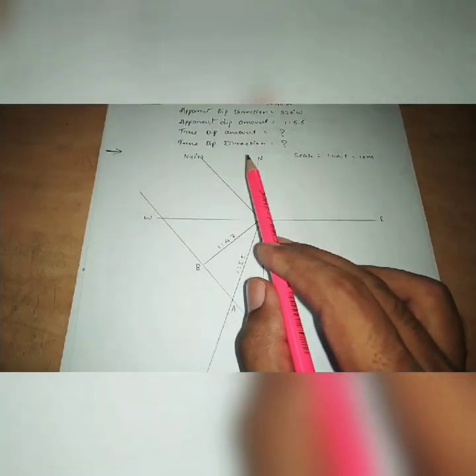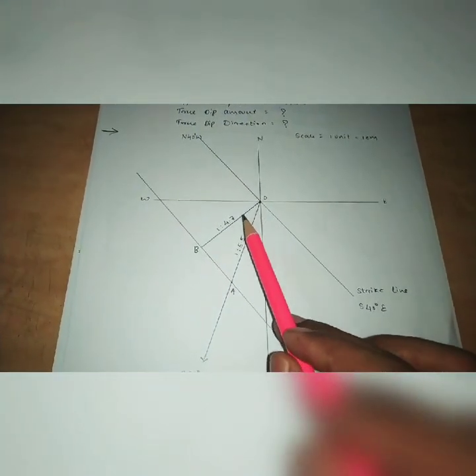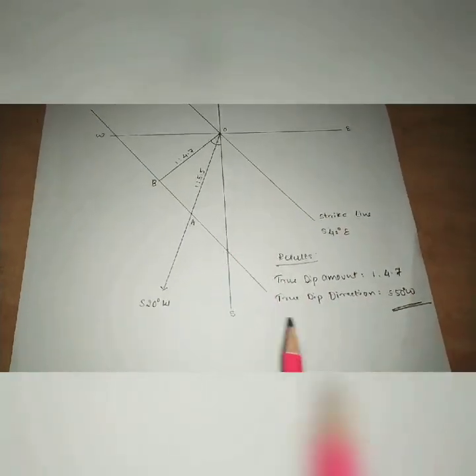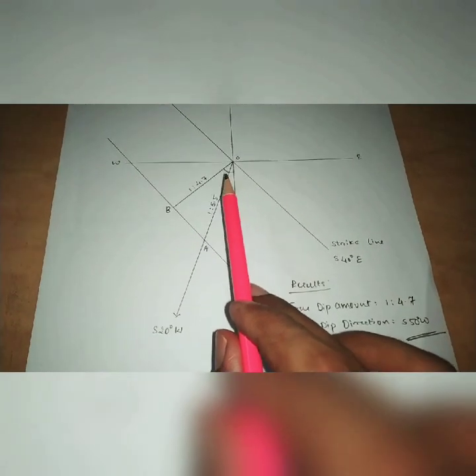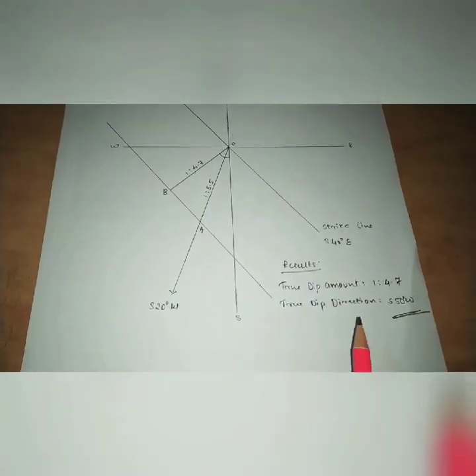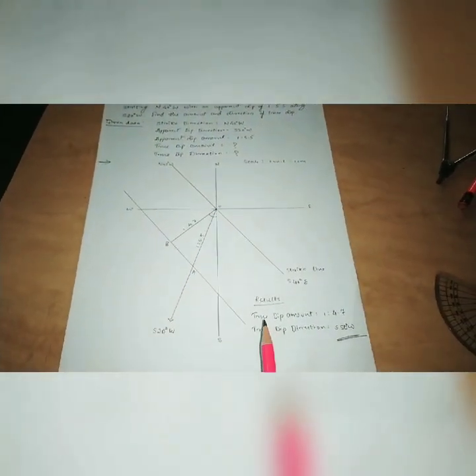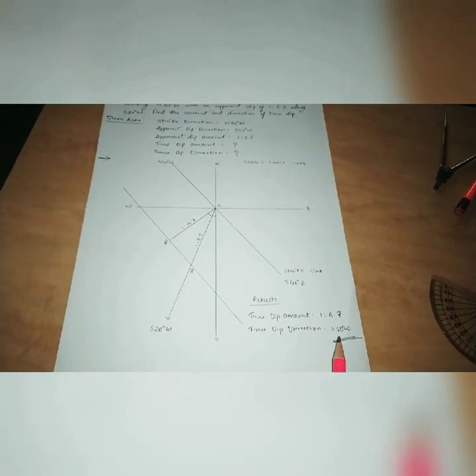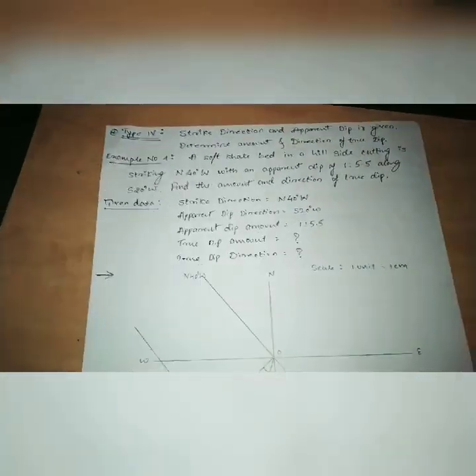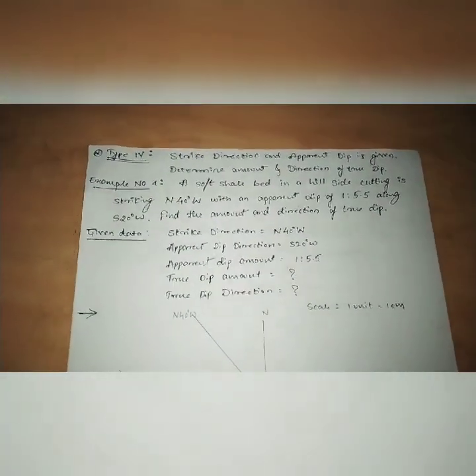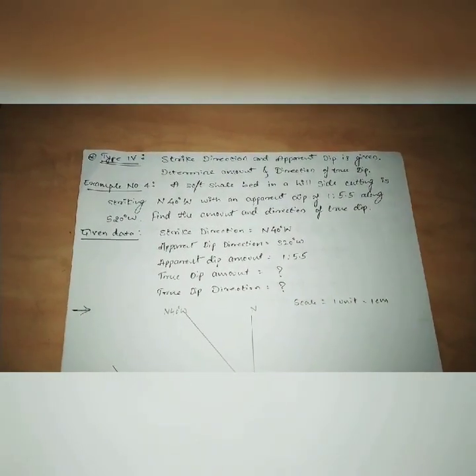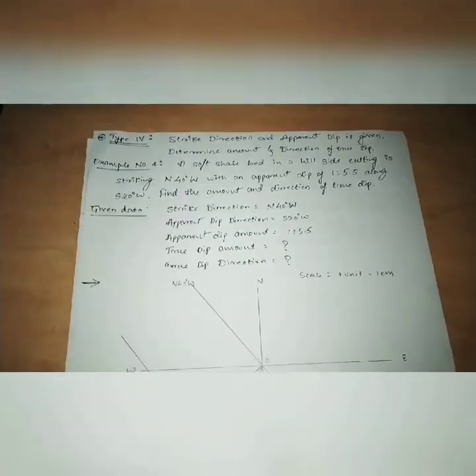Next is the true dip direction. We need to measure this angle, and we will get the true dip direction. This angle indicates the true dip direction. So the true dip amount and true dip direction we have written here: the true dip amount is 1:4.7 and the true dip direction is south 50 degree west. So this is a type 4 problem, where the strike direction and apparent dip are given, and we need to determine the true dip direction and the amount.